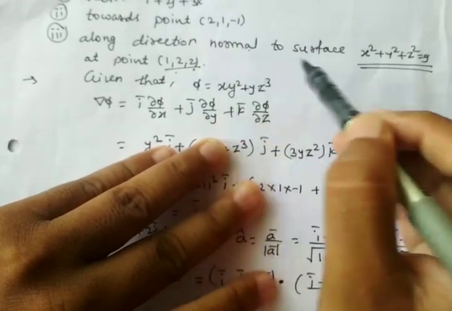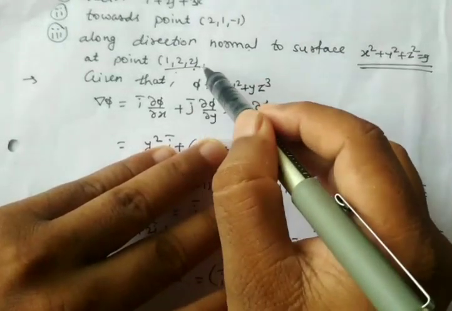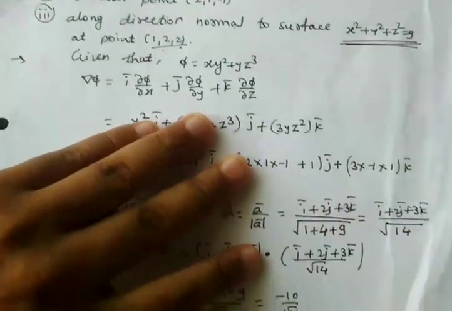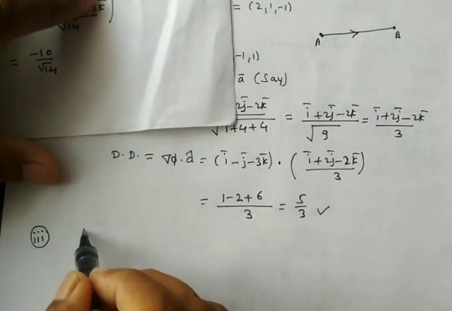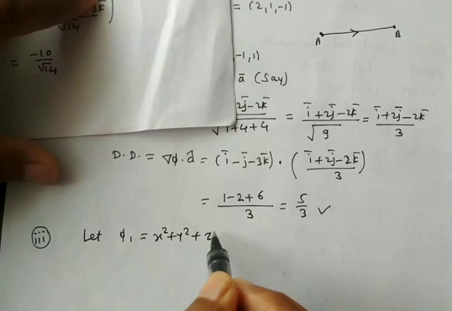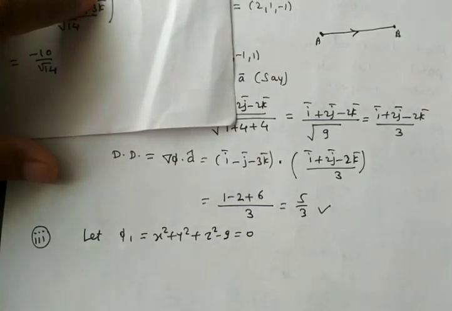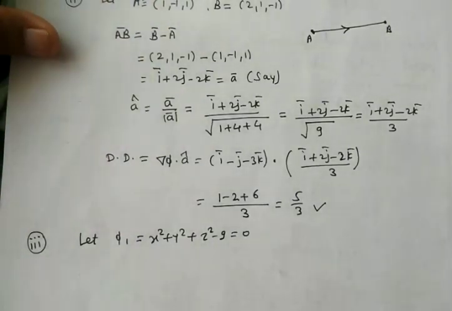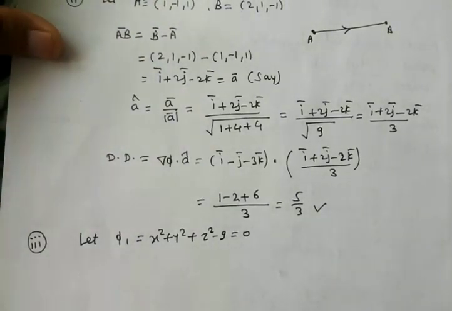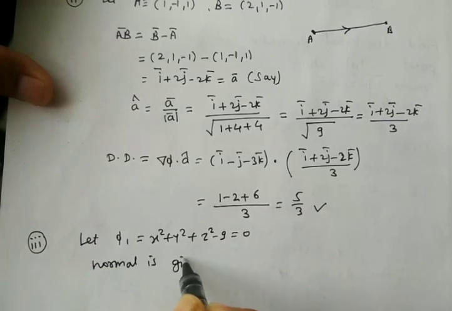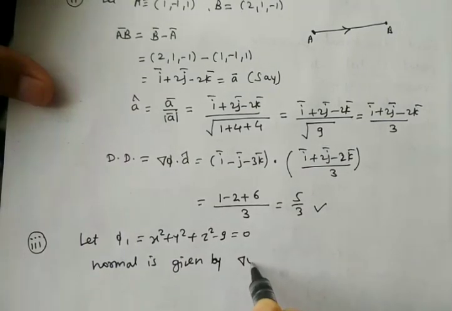Now how to calculate the normal vector to this surface at point 1, 2, 2? We just suppose that this surface is phi 1. We suppose that phi 1 is equal to x square plus y square plus z square minus 9, that is equal to 0. This is a sphere. Now the normal to this sphere at point 1, 2, 2 we have to calculate. So the normal is given by del phi 1.